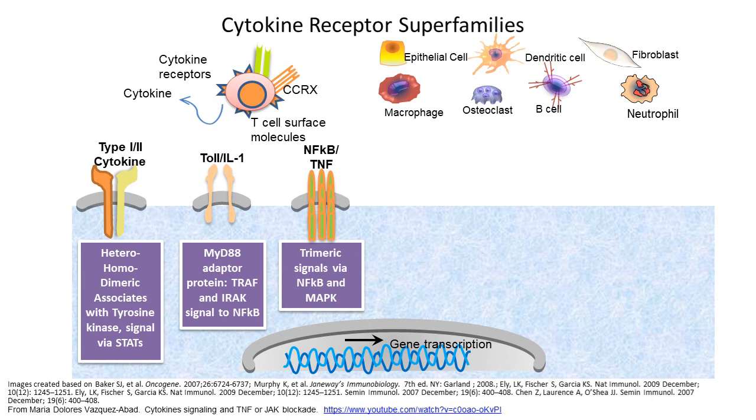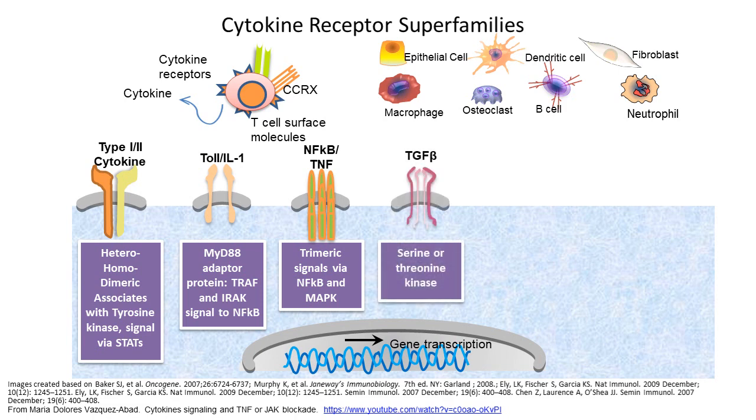The third superfamily is very well known to us, is the TNF family. It has 3 chains, instead of the 2 chains that the other 2 families have. But interestingly, inside the cell, it will signal through what we call the MAP kinase signaling system. Again, going to the nuclear factor kappa B.